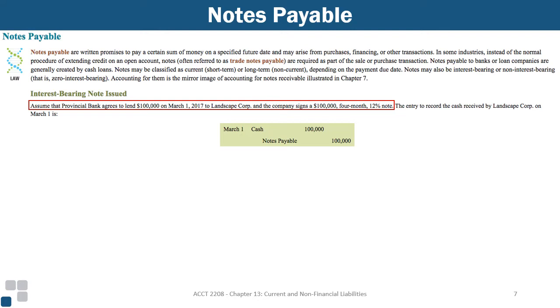And the journal entry to record that is on behalf of the company that is borrowing the money, right? In this course, we're typically looking at the perspective of the borrower, because we're looking at the right-hand side of the balance sheet, which is the liabilities and shareholders' equity section. So a note payable is the one you're borrowing. So you would debit cash for $100,000 and credit the note payable for $100,000.